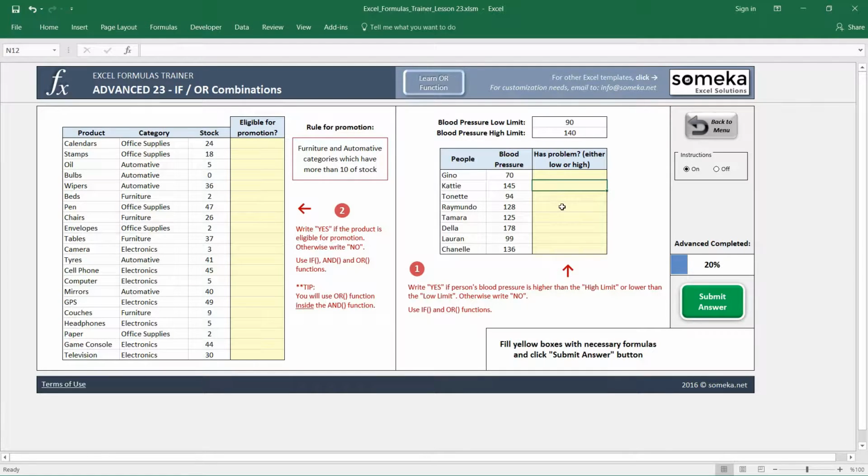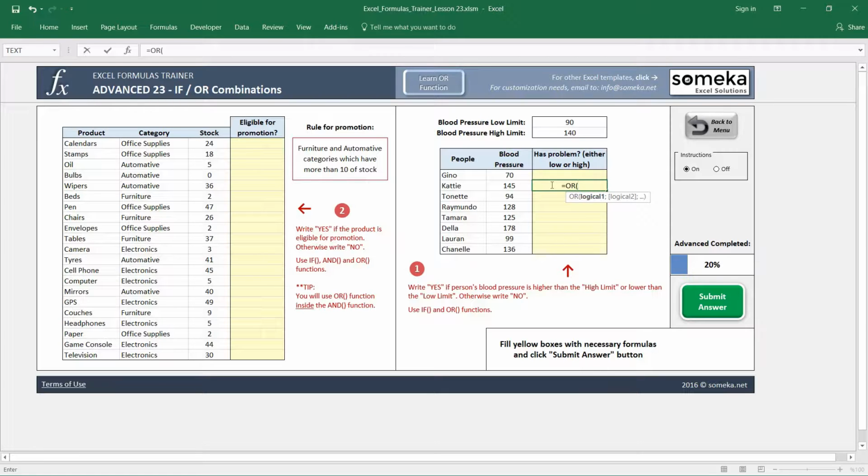But before going into IF, let's see how the OR function works. As you may remember from the AND function, the OR function also returns a true or false value. But for the OR function to return a true result, any one logical comparison being valid is enough.